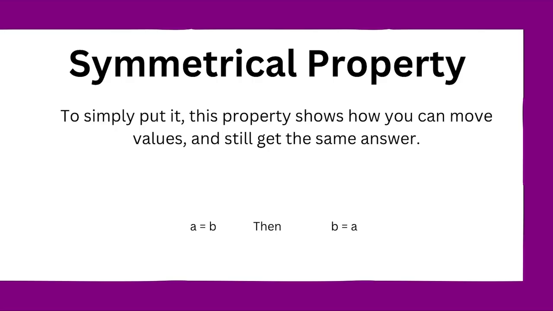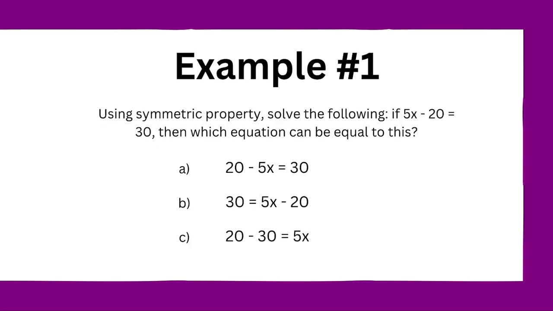Anyways, moving on, let's do some examples together. My very first example asks: using symmetric property, solve the following. If 5x minus 20 equals 30, then which equation can be equal to this? A, 20 minus 5x equals 30. B, 30 equals 5x minus 20. C, 20 minus 30 equals 5x.